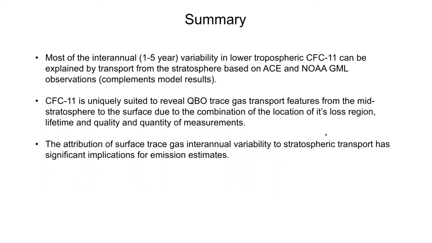All right, so I'll just finish there and say that it seems like most of the interannual variability in the lower tropospheric F11 can be explained by transport from the stratosphere, based on these measurement data sets. This complements the model results, although it seems like we can get a more consistent explanation of the variability by transport than the model, but that's not terribly surprising. This is complicated to get right. It's two plus years of transport over the whole range from the lower stratosphere through the troposphere. So it's difficult to get right.